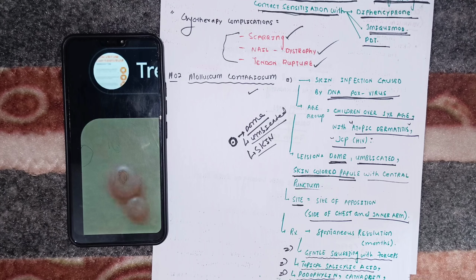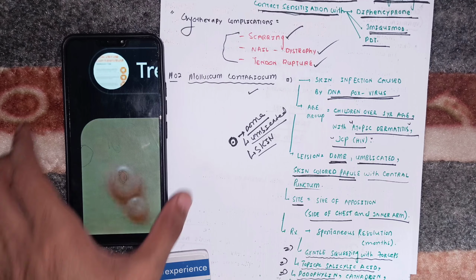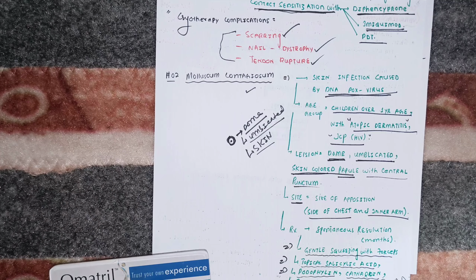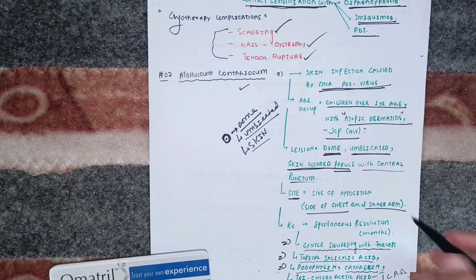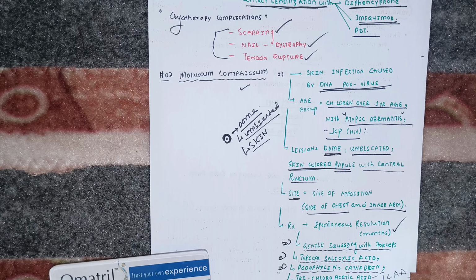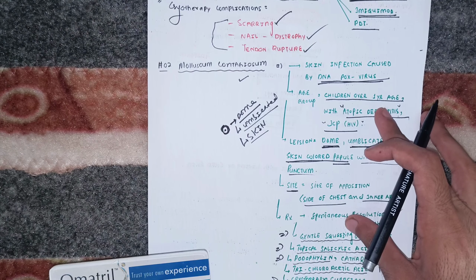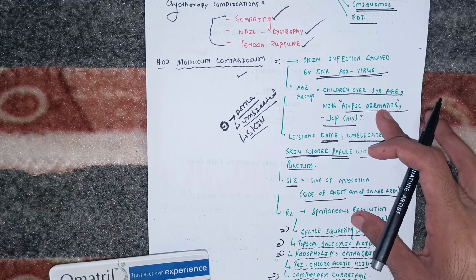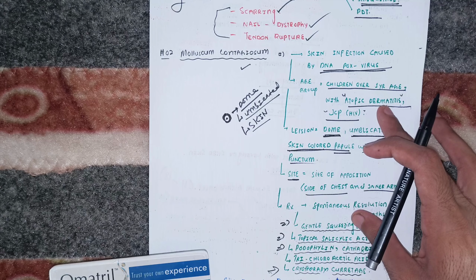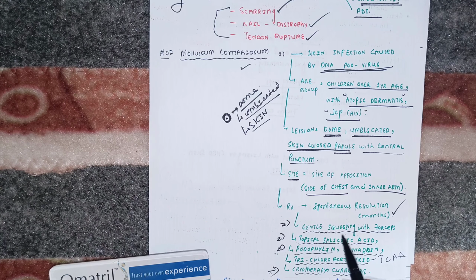contagiosum, right? By the way, it's a viral infection, so it actually resolves itself. Spontaneous resolution हो जाती है इसकी भी कुछ महीनों में, spontaneous resolution in few months. But if it does not resolve itself, then you have got some procedures to get rid of it. That include gentle squeezing of the lesion with forceps. आप forceps उठाएं और उसको gently squeeze करके निकाल दें.